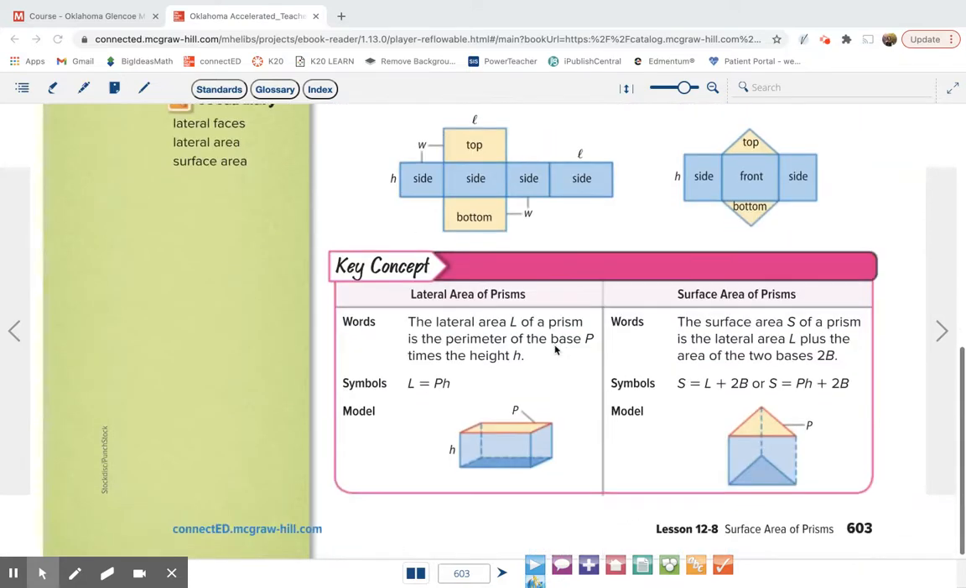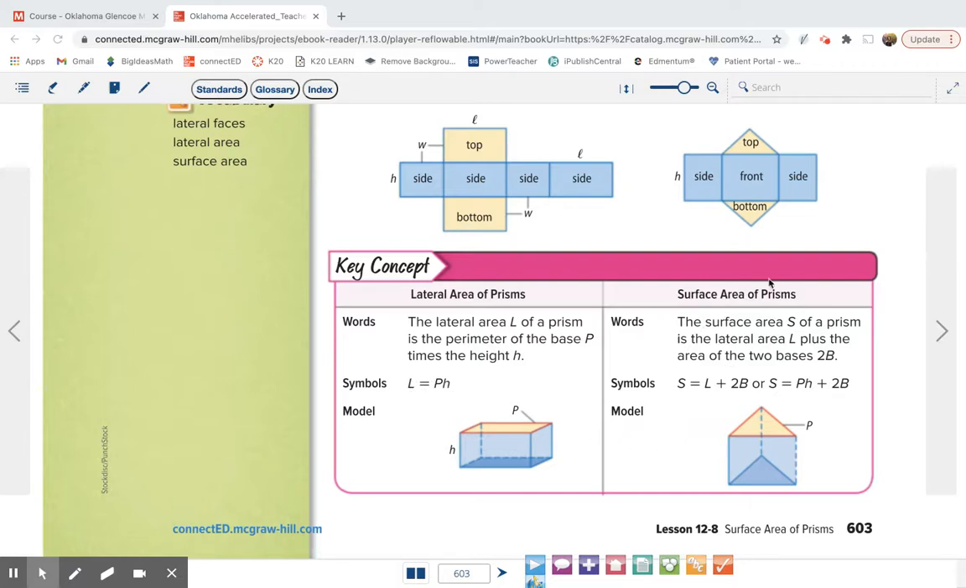So let's look at the formula. Capital L means lateral area. It's the perimeter of the base times the height of the prism. So capital P means perimeter of the base. Perimeter just means you add up all four edges. So L equals capital PH.